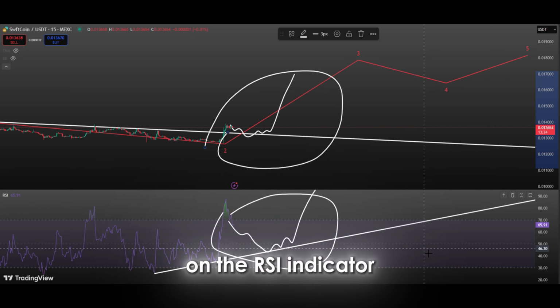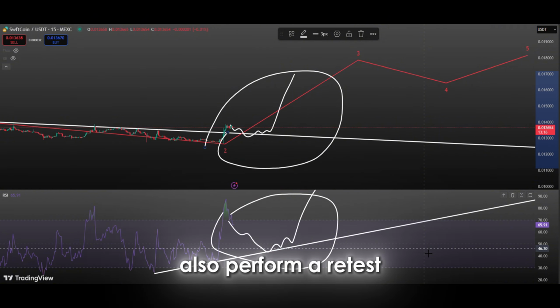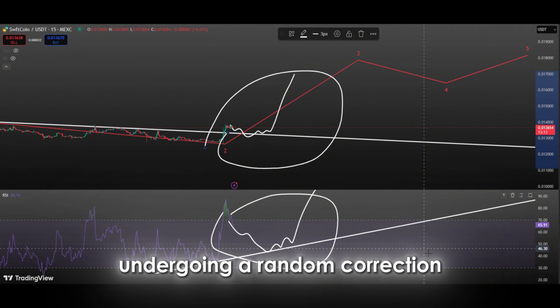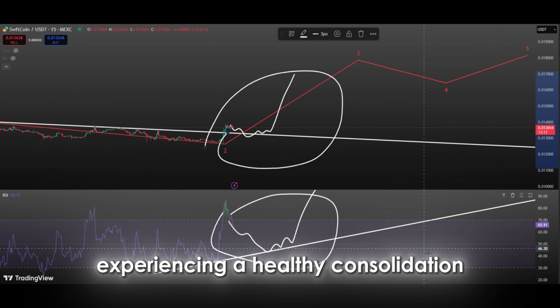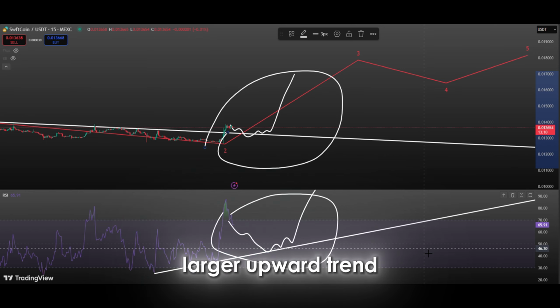Such support tests on the RSI indicator often act as a precursor to similar movements in the actual price. If the RSI receives a strong reaction from the support line, this can lead to a parallel upward movement in the price itself. In other words, with a bounce from the RSI trend support, the price might also perform a retest of its own ascending trend line. This kind of structure shows us that the price is not just undergoing a random correction, but is actually experiencing a healthy consolidation phase within a larger upward trend.